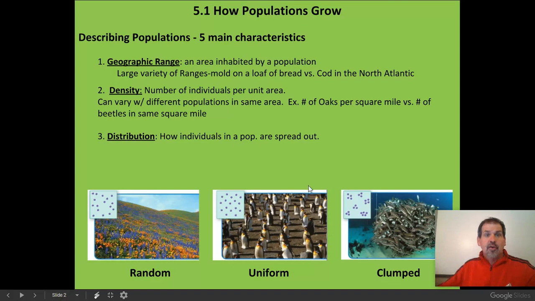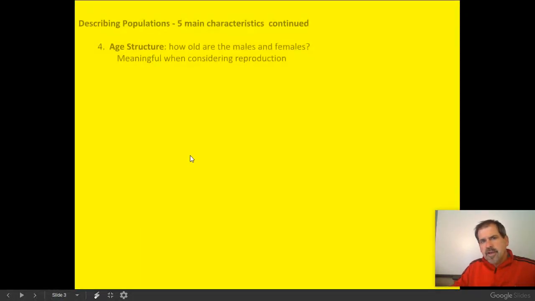All right, so far we've covered three of our five ways that we describe populations: range, density, distribution. The next one is probably the one that students struggle with the most. It's the most abstract, and this is the age structure. So how old are the males and the females in the population? What's the age distribution of the population?